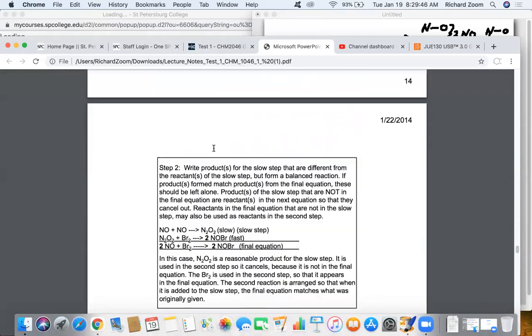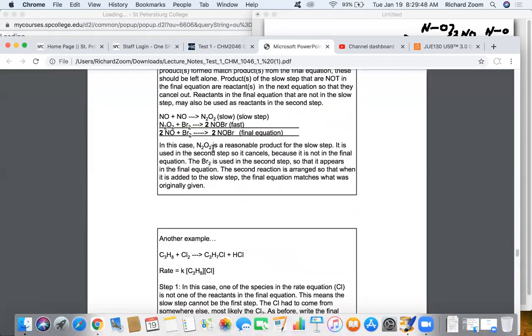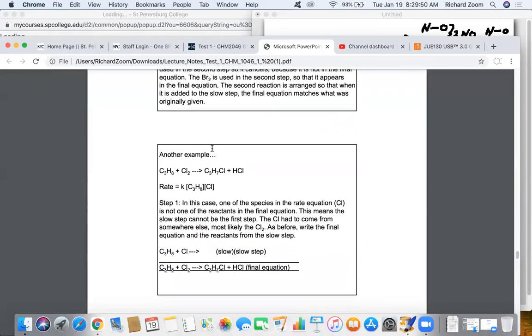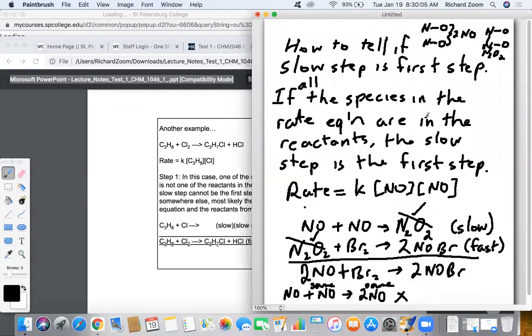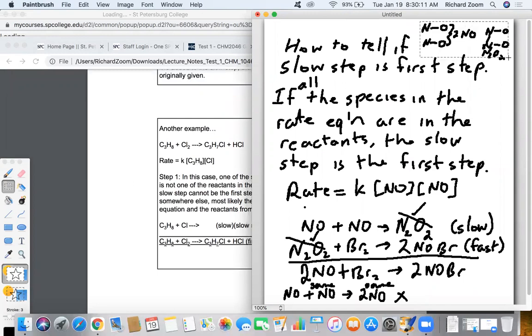Okay, let's look at another example. So this one is C3H8 plus Cl2 gives C3H7Cl plus HCl. The rate is equal to K C3H8 and Cl. All right, so let's go back to here. I'm going to erase some of the stuff I've got here.